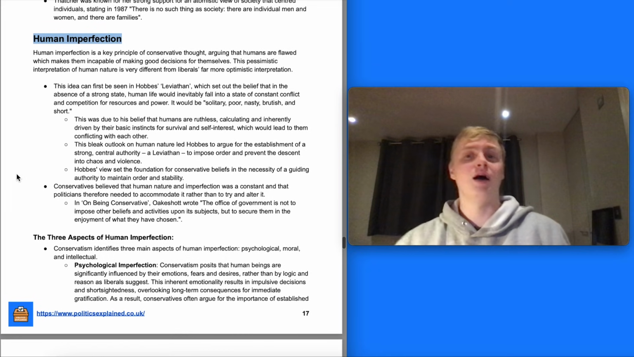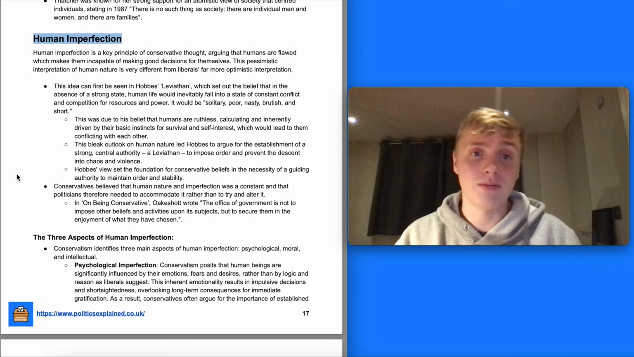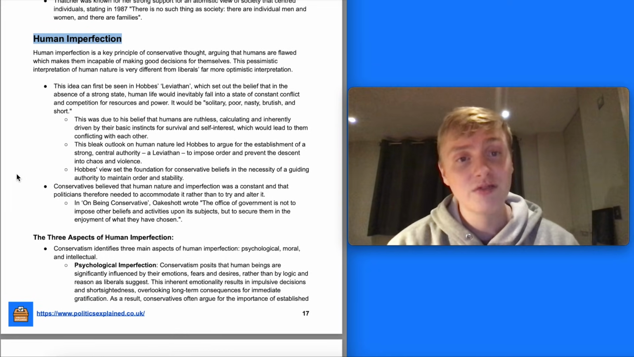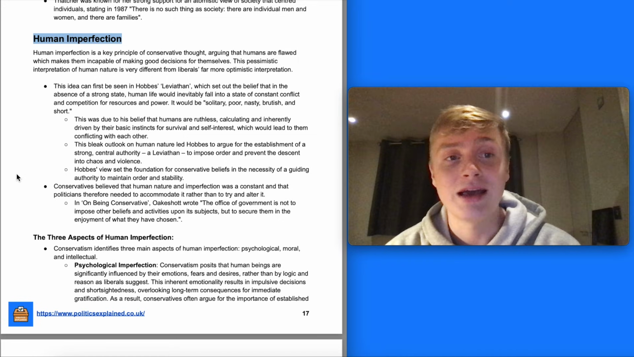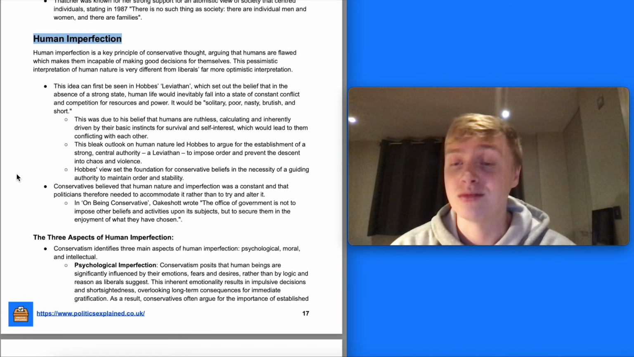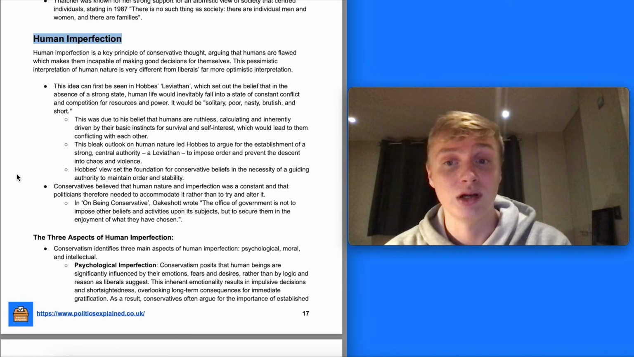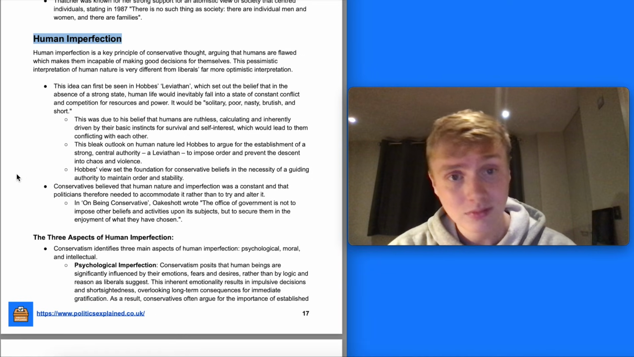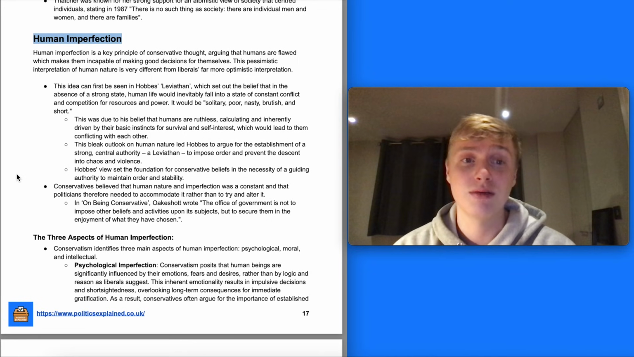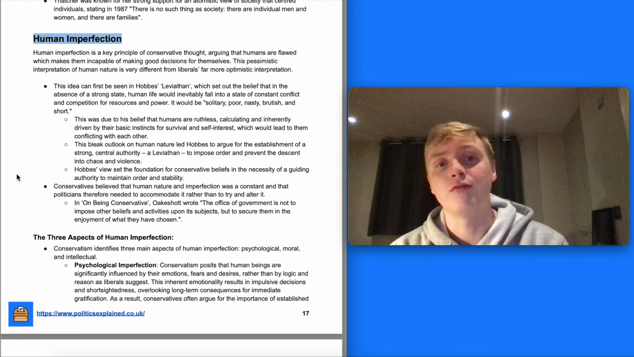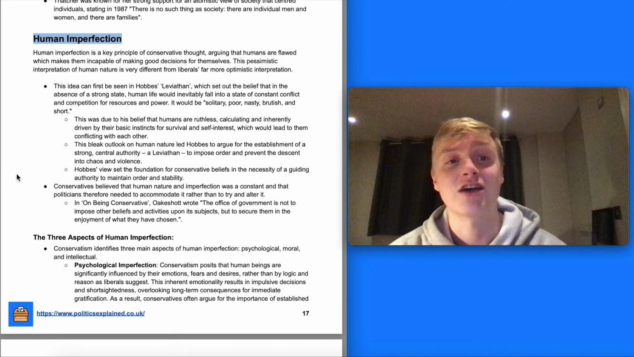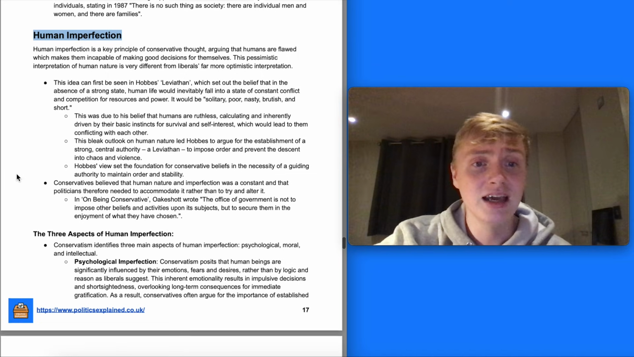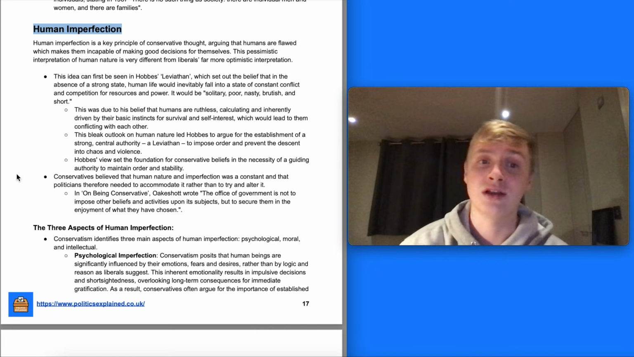Okay, one of the final principles we're going to look at is human imperfection. Human imperfection is a key principle of conservatism, and it argues that humans are flawed, which makes them incapable of making good decisions for themselves. It's linked a bit into paternalism, as we looked at previously. This pessimistic interpretation is very different from liberals' far more optimistic interpretation that focuses on humans as rational beings.